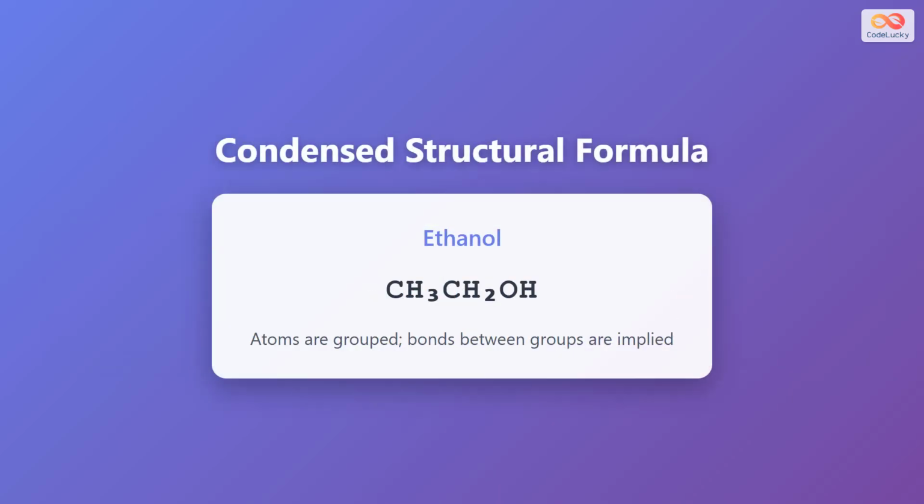Here's an example of a condensed structural formula for ethanol. It's written as CH3CH2OH in this format. Groups of atoms are written together as units. The bonds between these groups are implied rather than explicitly drawn. This makes the formula more compact while still showing the basic connectivity of the molecule.